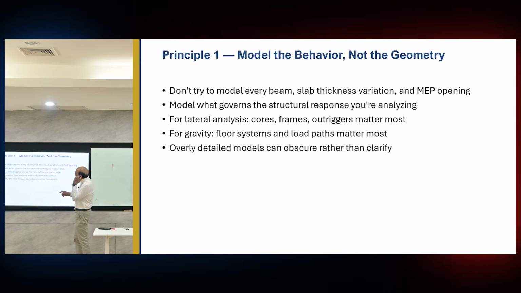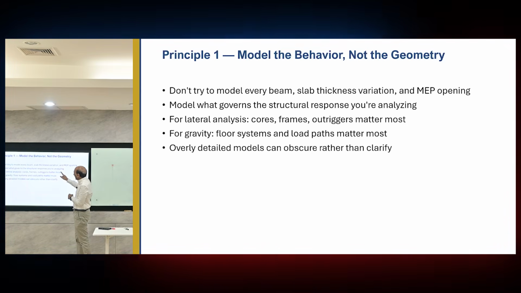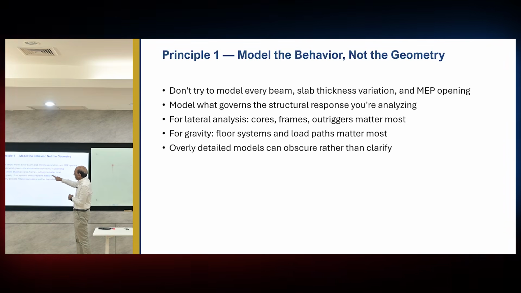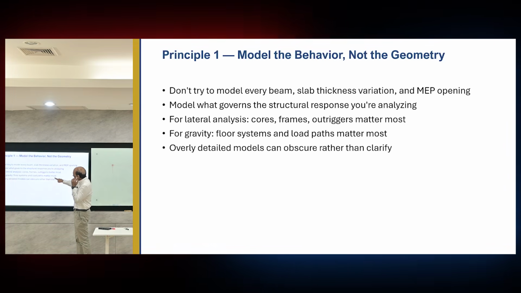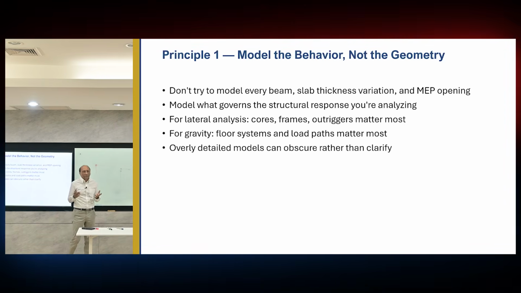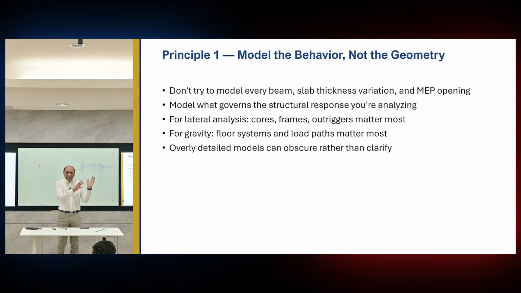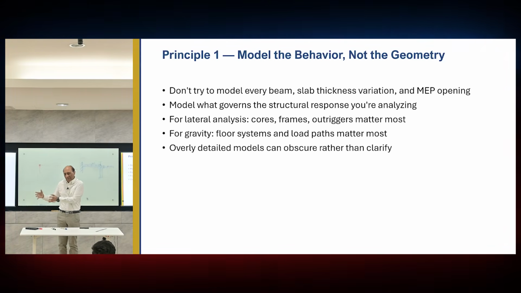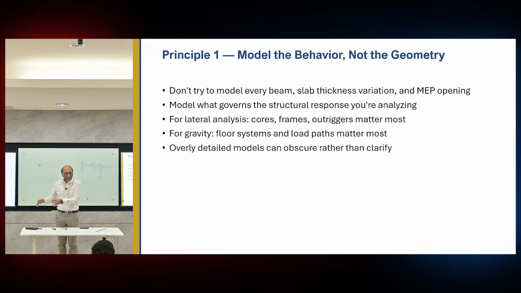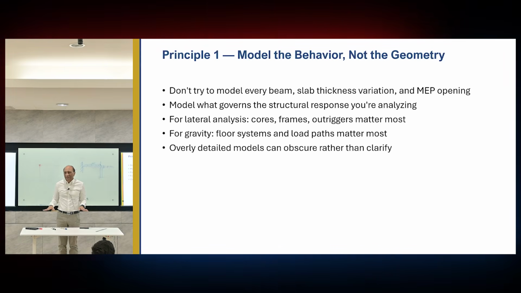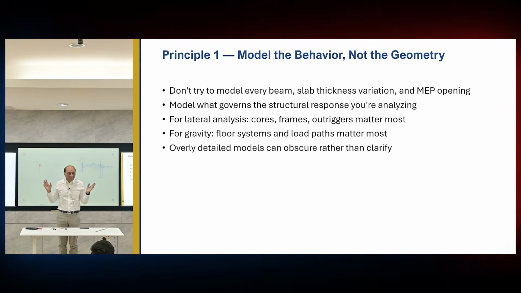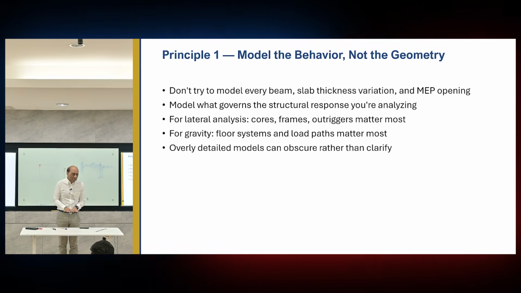For lateral load analysis, cores, frames, and outriggers matter most. For gravity load, the floor system and gravity load paths matter most. That's why before, ETABS for lateral was a separate program, and SAFE for floors was a separate program. People would concentrate on one floor in SAFE. They cannot see the rest of the building. Perfect. They only concentrate on the gravity load resisting system.